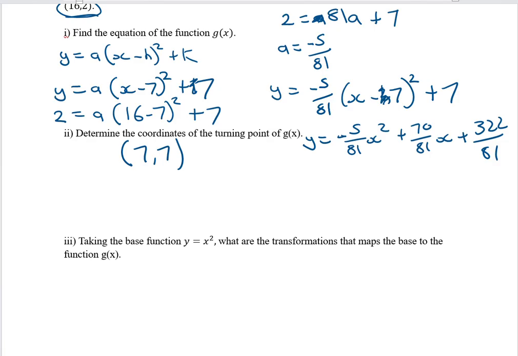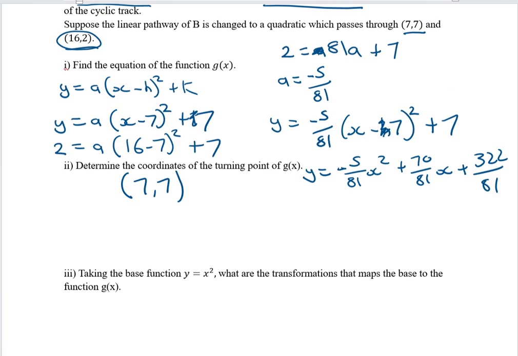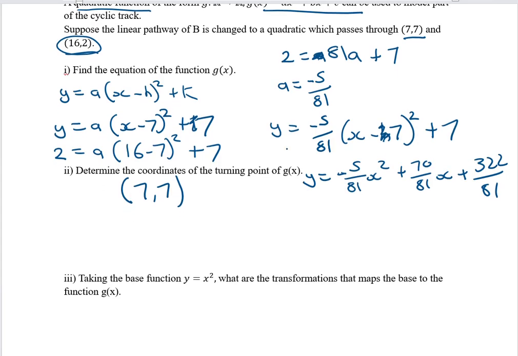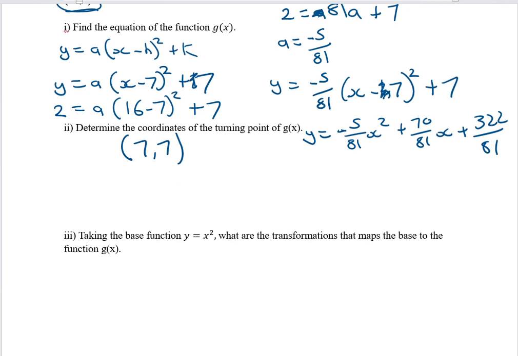Transformation. Taking the base function y is equal to x squared, what are the transformations that map the base to this function? So this is why you need to have it in turning point form, because it helps us. So straight away, we've got a dilation.